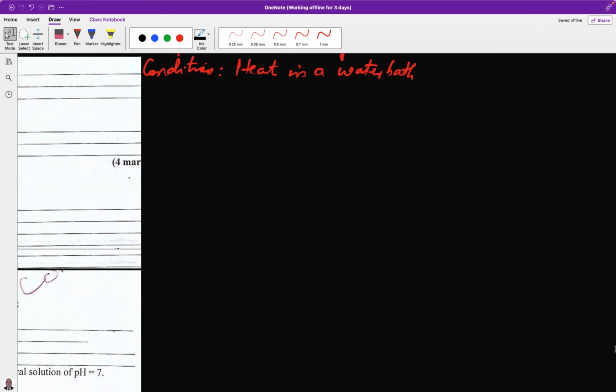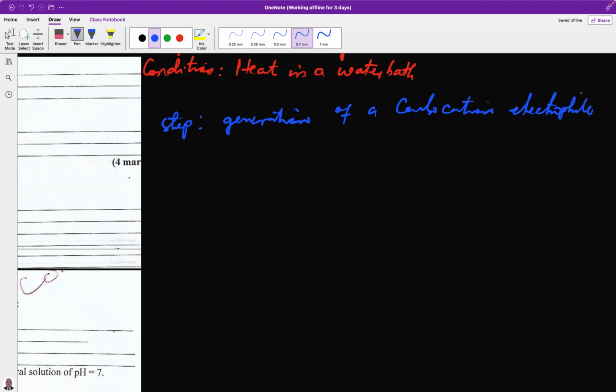But for purposes of revision, I will give you the details, then the summary that you are expected to give. If you have watched our previous video, step number 1 for the conversion of benzene to methyl benzene is the generation of a carbocation electrophile from chloromethane.